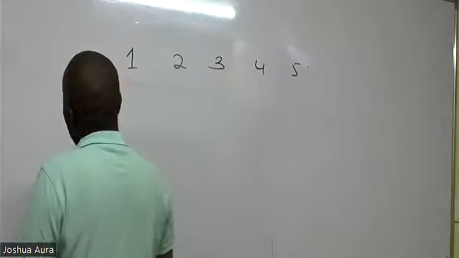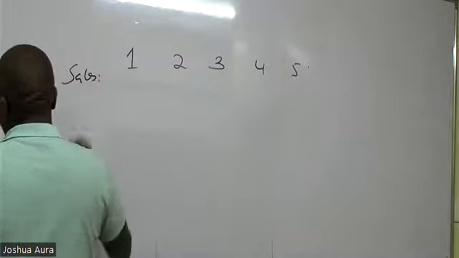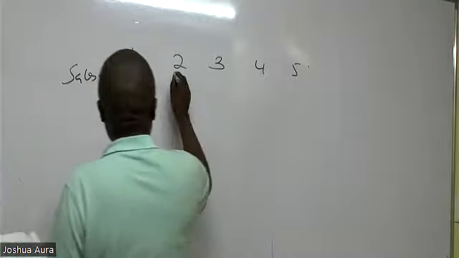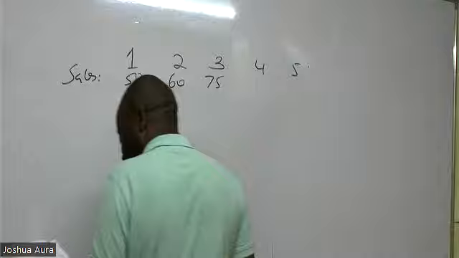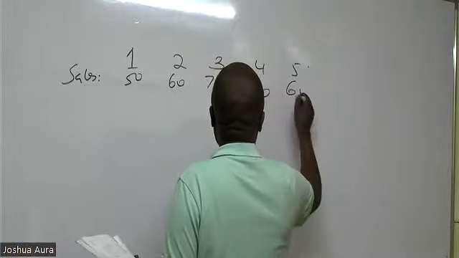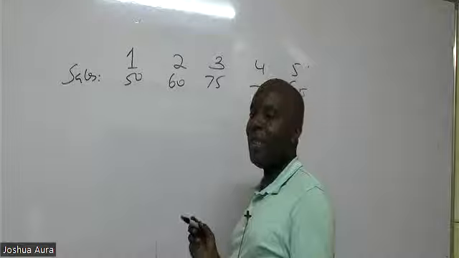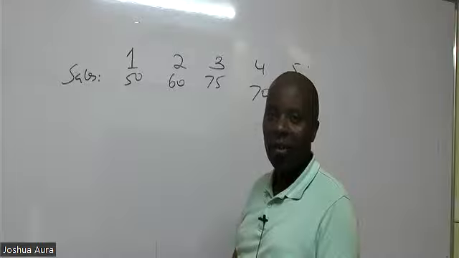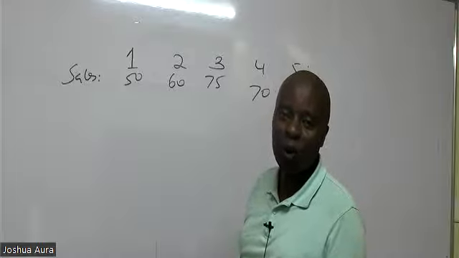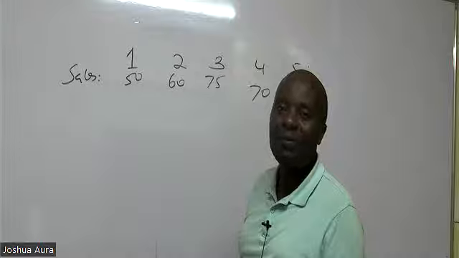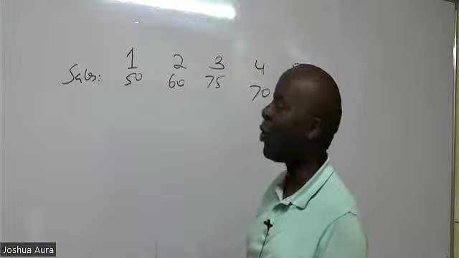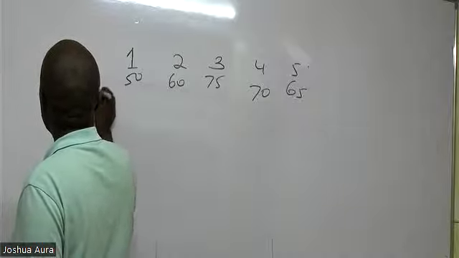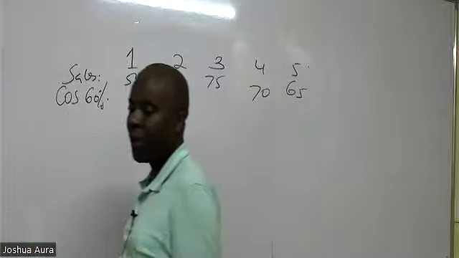So we have net sales. I can call them sales here. We have 50, 60, 75, 70, 65. The first thing this guy did, which was quite a negative game changer, was the introduction of the gross profit percentage. He gave us the gross profit margin, 40%. Very few students were able to know that the cost of sales percentage will then be 60.